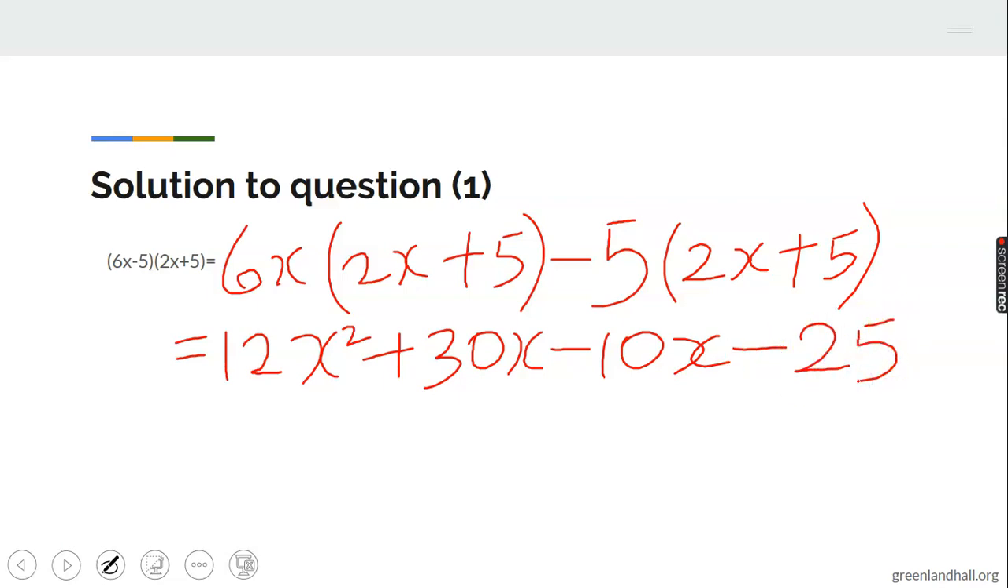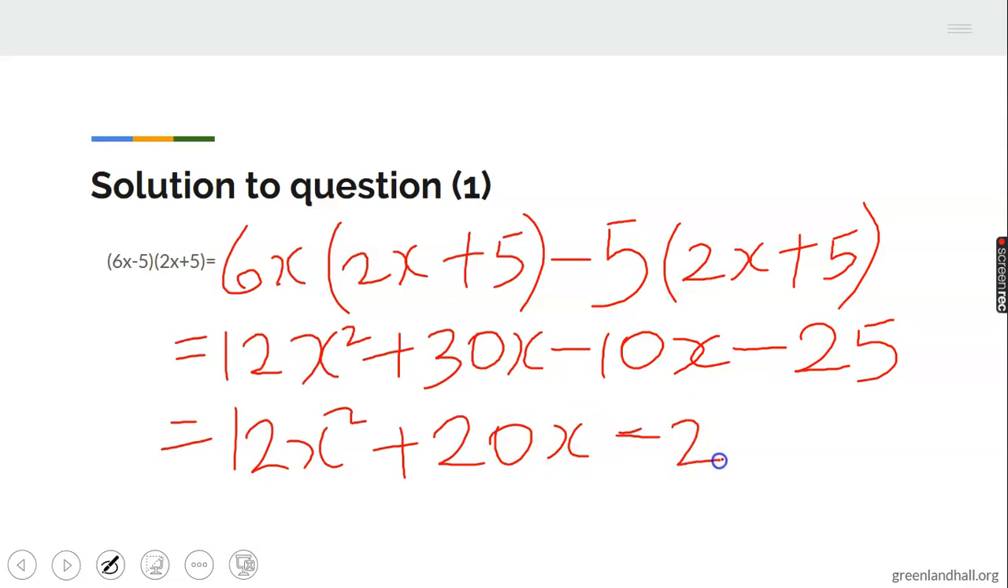Then you collect the like terms. Don't add x squared and x together. They are not the same thing. This one is a power of 2. These ones are powers of 1. So they're not the same thing. You can only add the same powers together. Because this one has the power of 1, that's why we can add or subtract. So this will be 12x squared. This will be plus 30 minus 10, that will be 20x minus 25. And that is the final answer.